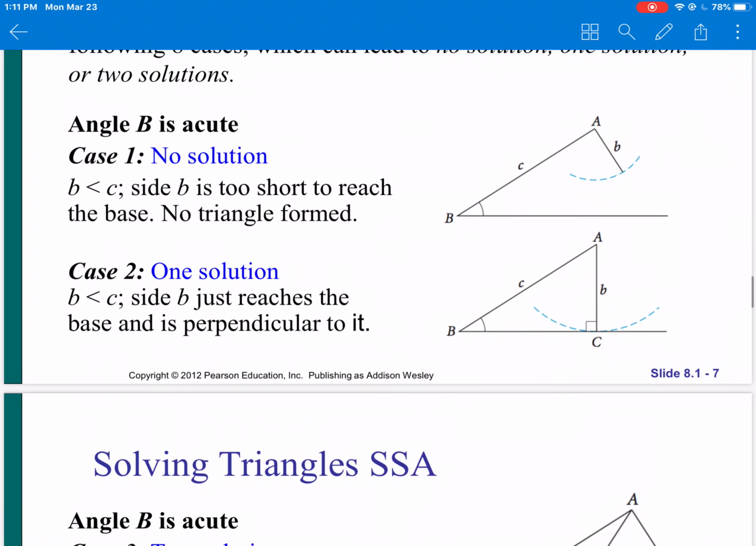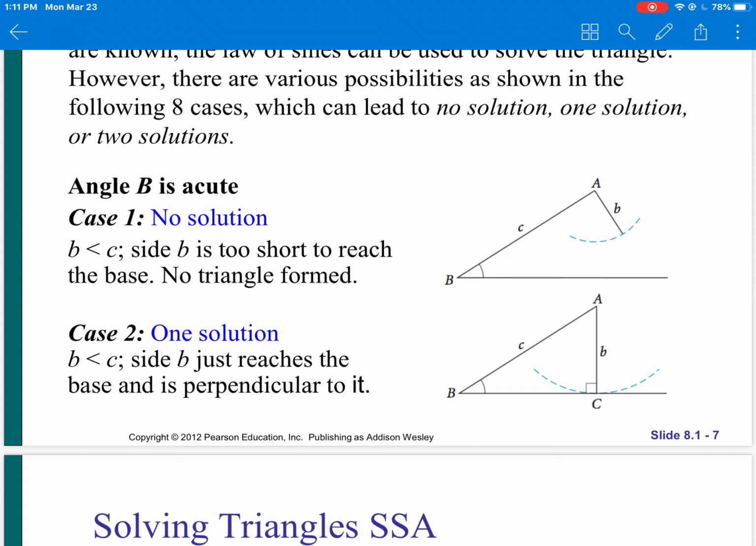And so just running through these rather quickly, you can look at these in more detail if you wish. If the angle B that we're given is an acute angle, look at the length of side B. The information given in the problem is not long enough to form a triangle. Right? So if I'm given the measure of angle B, the length of side C, and the length of side B, that'd be an SSA, and side B is not long enough to form a triangle.